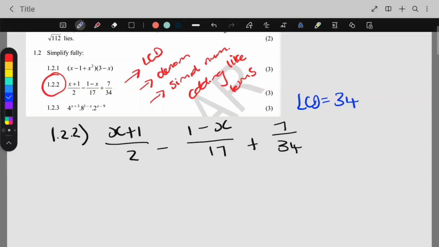So I'm going to ask myself, how do I get 2 to be 34? I must multiply by 17. But what you do at the bottom, you must do on top. But because there's two terms, I'm going to put it in brackets and put the 17 in front.